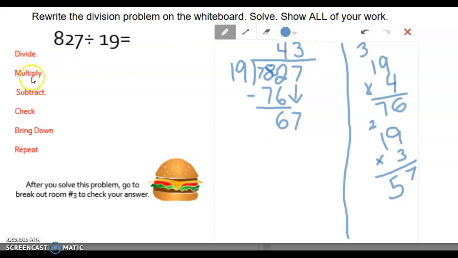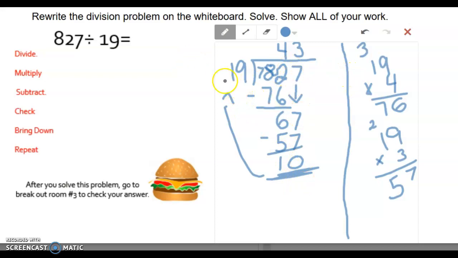All right, let's multiply. 3 times 19 is 57. All right, let's find the difference. Let's subtract. 7 minus 7 is 0. 6 minus 5 is 1. We want to check our work, make sure it looks good. We did our multiplication and subtraction correctly, okay? Now, I also want to double check to make sure that my difference right here is smaller than my divisor. All right, if it's not, then I probably can bump up my quotient, but it is, so we're good.